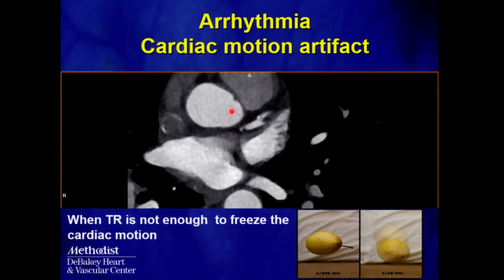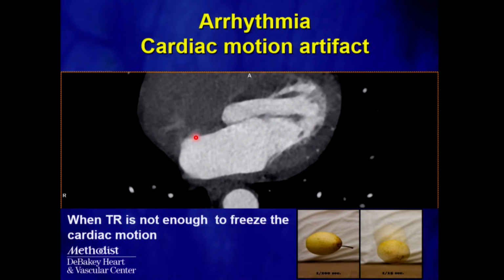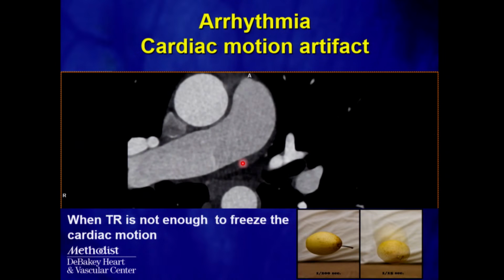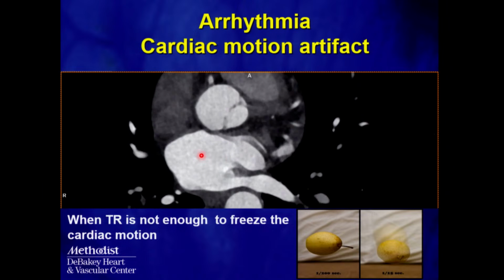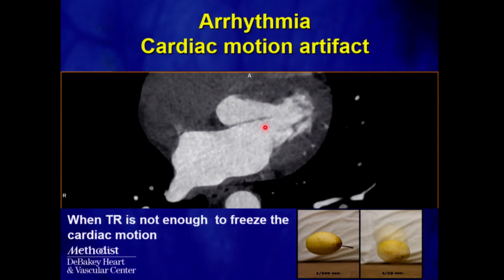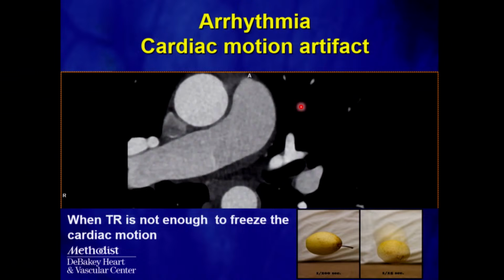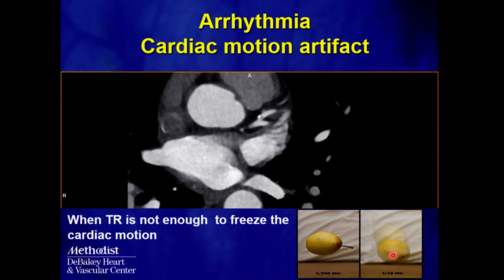Now let's move on to cardiac motion artifact. What I'm showing you here on these axial images, notice how you have a double shadow in the atrial wall, a double shadow here in the posterior left atrial wall. Just for anatomical orientation, this is the aorta, this is the pulmonary artery, this is the appendage, this is the left atrium, the mitral valve, and the left ventricle. And when your temporal resolution is not enough to freeze the cardiac motion, this is exactly what you're going to see.